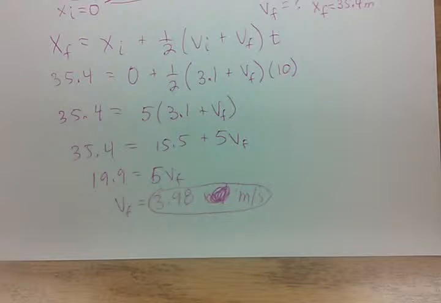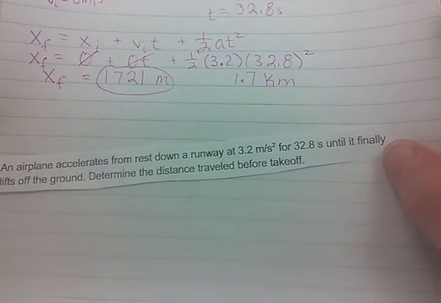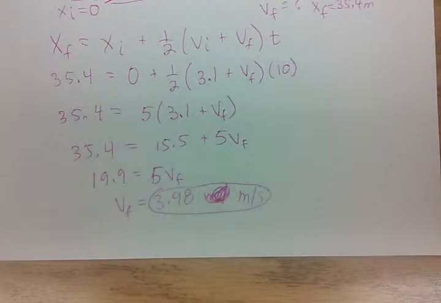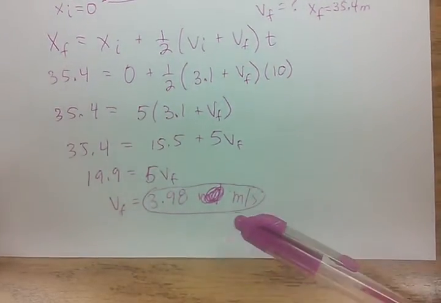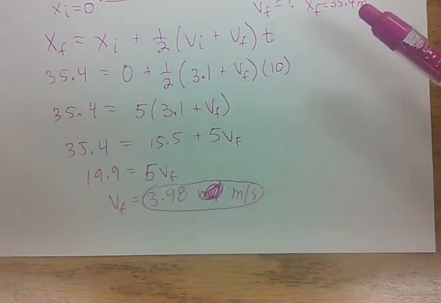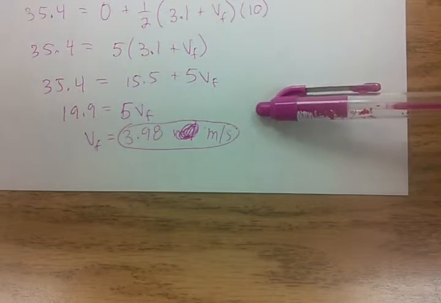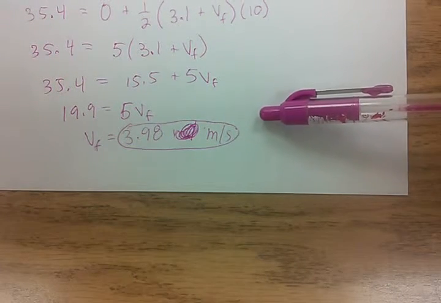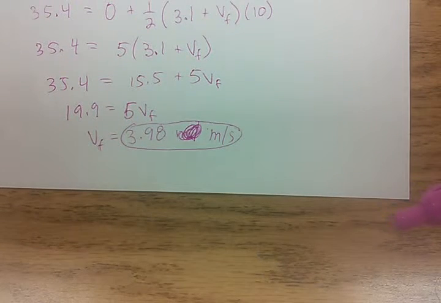Problem number 2, that was the runway problem. And we ended up getting 1.7 kilometers. So it definitely makes sense that a runway for a plane would have to be pretty long. And then for this last one here, the bike was only accelerating for 10 seconds. So it makes sense that his speed would not increase that much. His speed increased from 3.1 to 3.98. So again, you should always think about whether your answer makes sense in the physical world when you get your final answer.